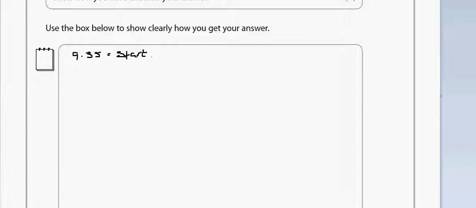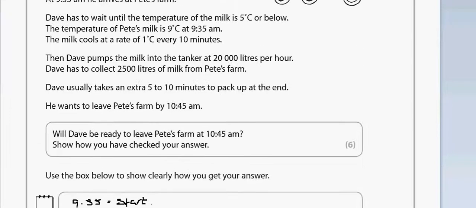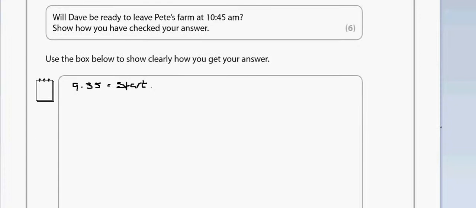Okay, now we can also see that the temperature of the milk has to be 5 degrees C or lower, and it's currently at 9 degrees C. Now the milk cools at a rate of 1 degree C every 10 minutes. So we've got to drop 4 degrees. So that's going to take him 4 lots of 10 minutes. So that's another 40 minutes.